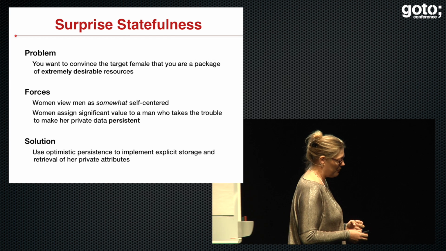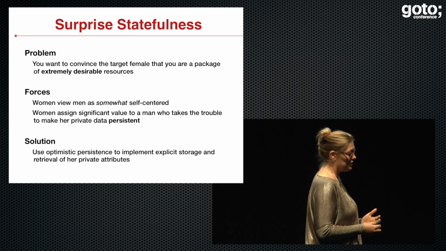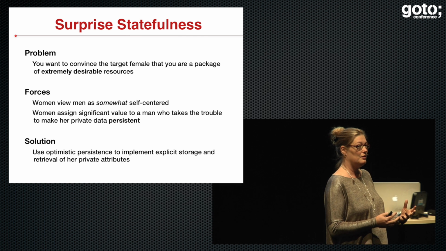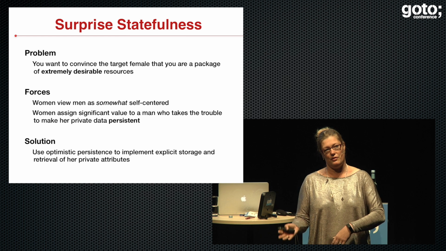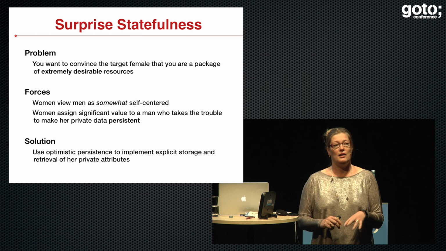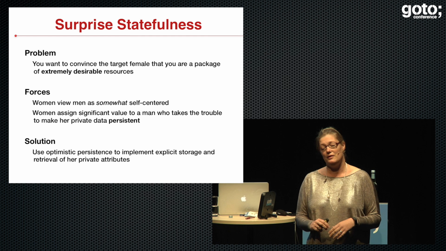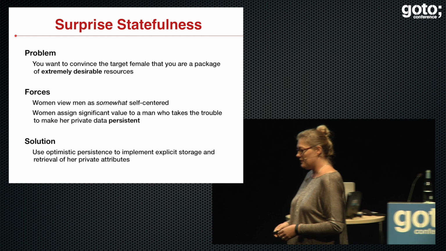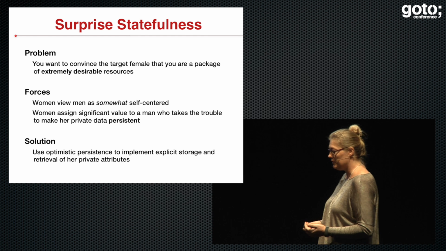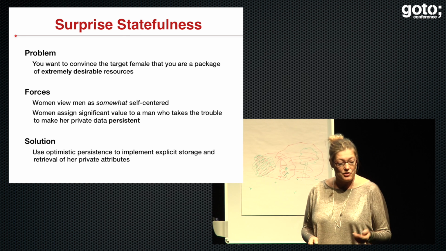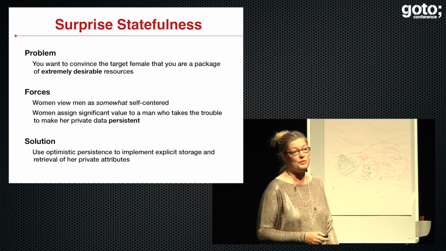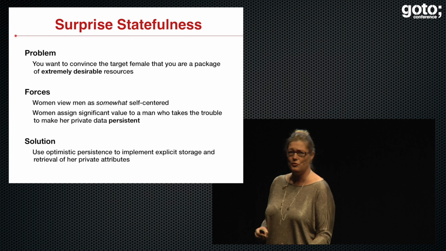I've taken this because the problem is that Robert really attracted her to his cubicle. But now he doesn't really know how to continue the conversation with her. She will come into his cubicle, ask questions, he'll smile, he'll answer, and nothing else happens. So surprise statefulness is you want to convince the target female that you're a package of extremely desirable resources, which is what men need to do.